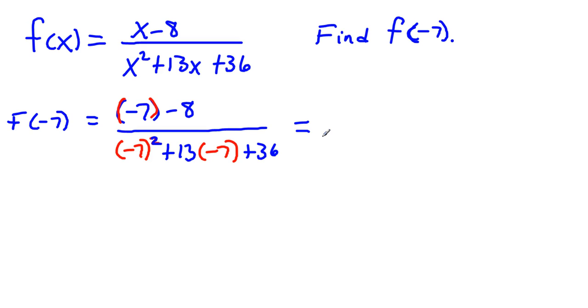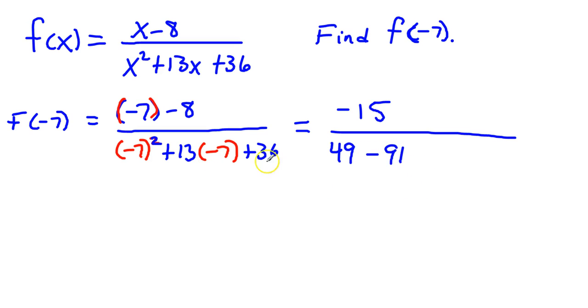Okay, so from there, just simplifying the two parts. You've got negative 7 minus 8 for negative 15 on the top. The bottom part, that's where you've got to put the work in. You've got negative 7 squared. Well, again, for the negative 7 in parentheses, it's negative 7 times negative 7, so that's positive 49. You've got 13 times negative 7. That's a negative 91. And then plus 36. The negative 15 on top, nothing you can do with that. So from there, it's just working out the bottom part.